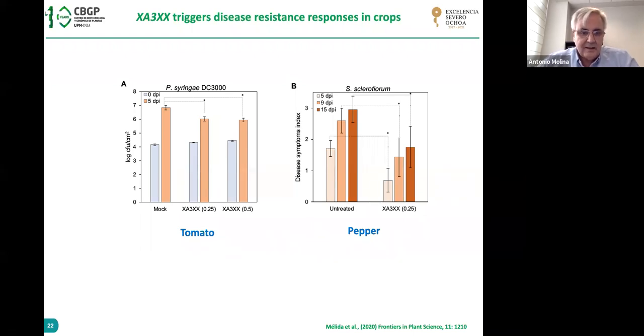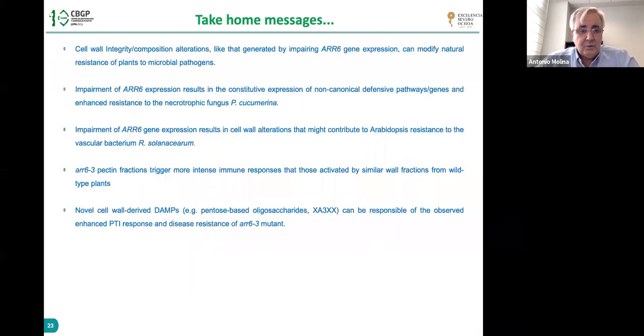And clearly it's a good indication that we can use the cell wall, or cell wall components, to trigger immune response, not only in Arabidopsis, also in crops. And this has a very high interest as a solution for sustainable agriculture. With this, I will just summarize my presentation, just the take-home message.